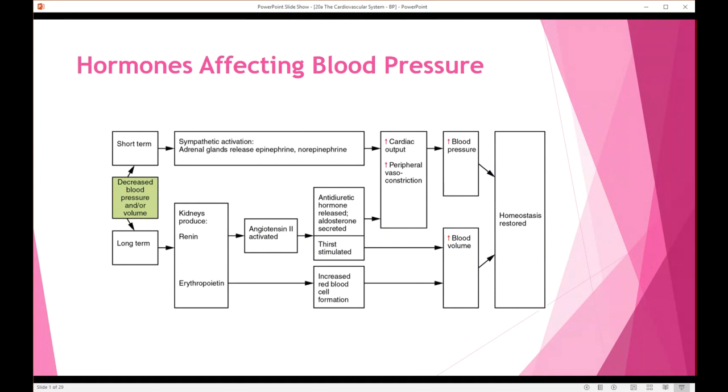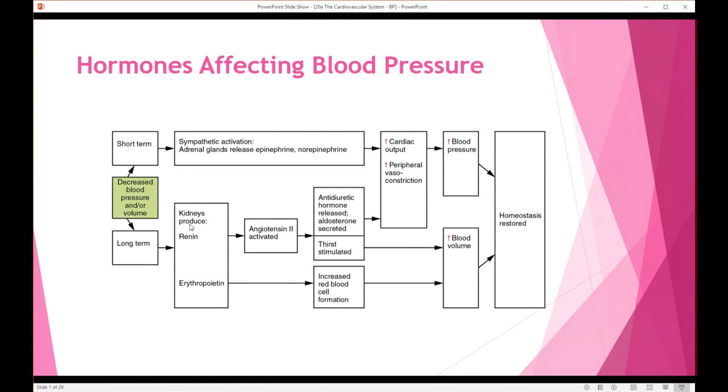Let's talk about some hormones that can affect blood pressure. Okay? So when we have a decrease of blood pressure or blood volume, on the short term, we're going to get sympathetic activation. So our adrenal glands are going to release epinephrine and norepinephrine. They're going to increase our cardiac output and also increase our peripheral vasoconstriction. So if we increase cardiac output and we increase vasoconstriction, which therefore increases resistance, okay, because we're making the vessels smaller, that's going to increase our blood pressure.